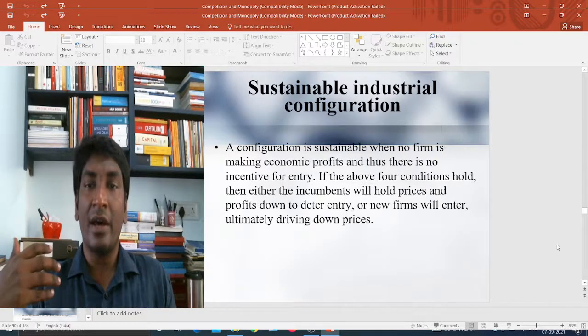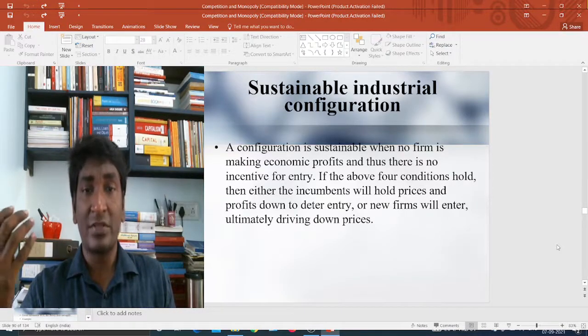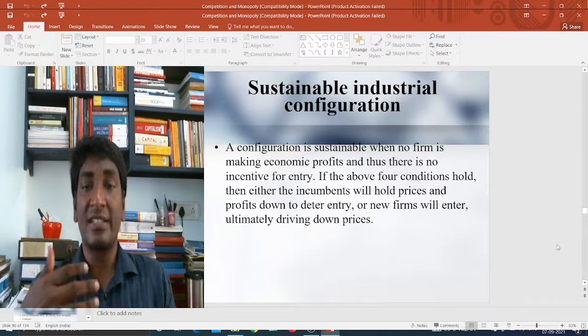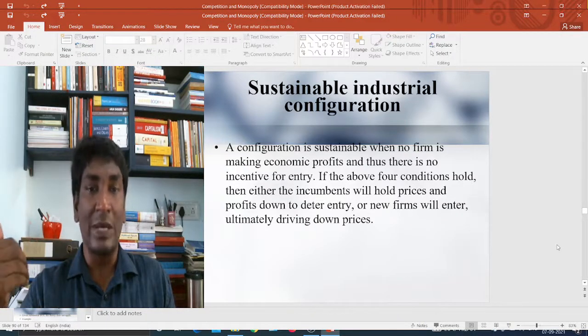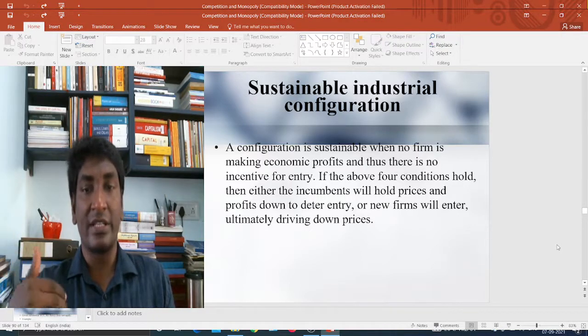So an industrial configuration is sustainable when no firm is making economic profit, and thus there is no incentive for new entry. Now, if the above four conditions hold, then the incumbent will hold price and profit down to deter entry. Naturally, the entry is being deterred, as the concept already discussed.